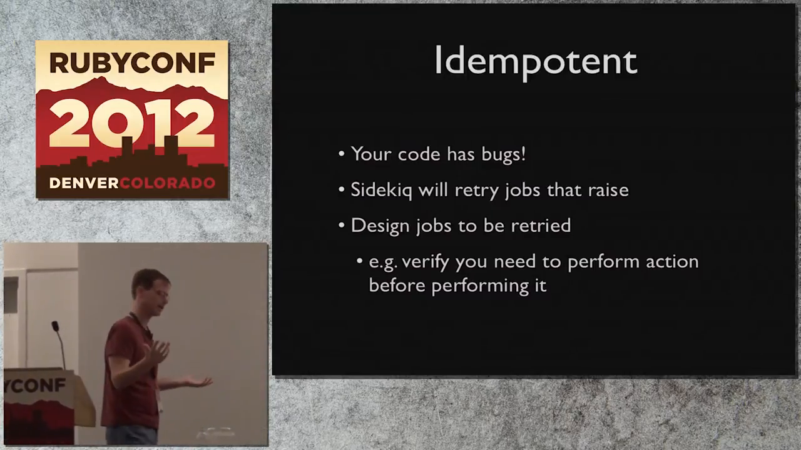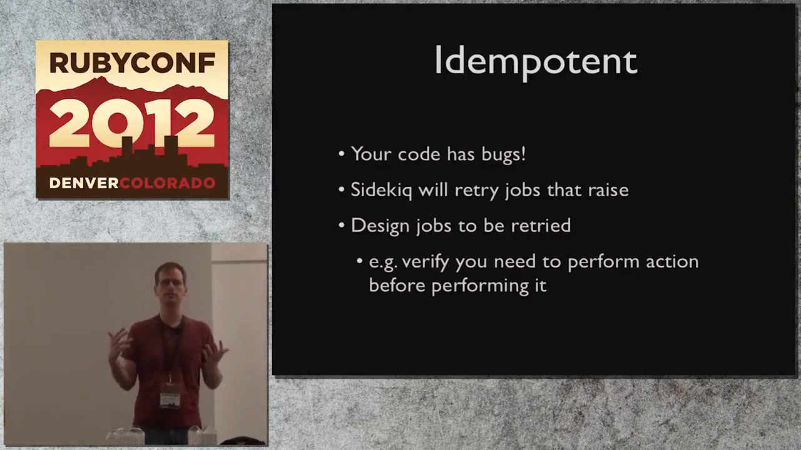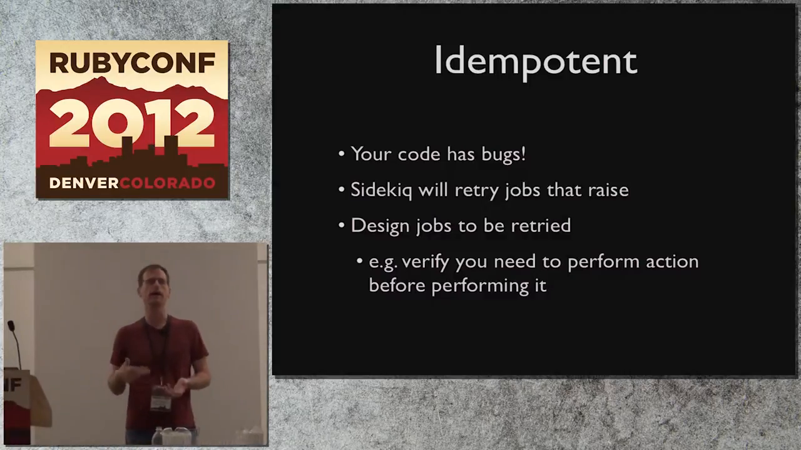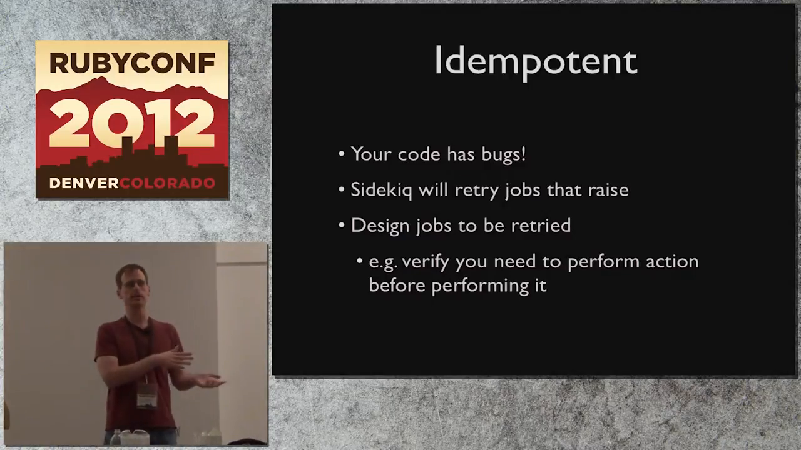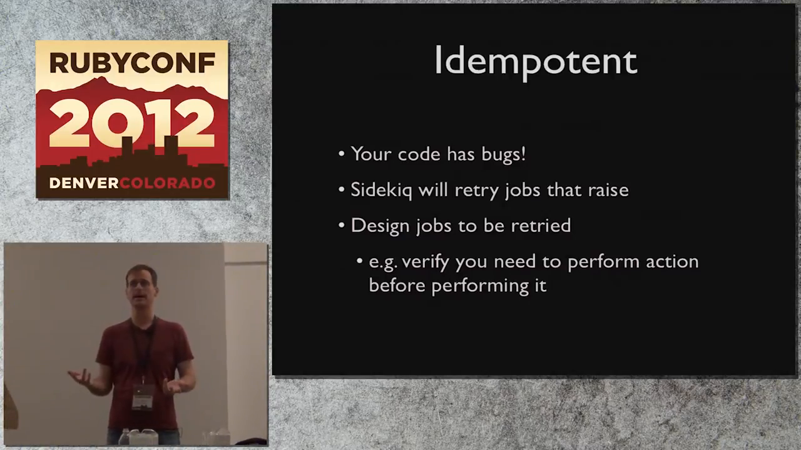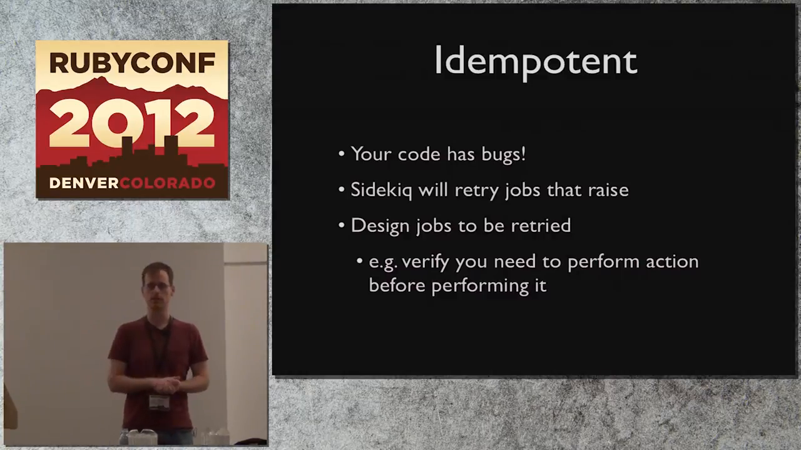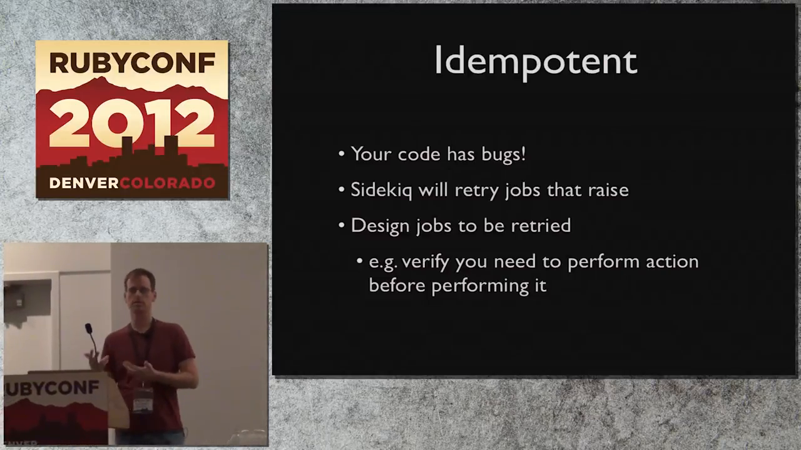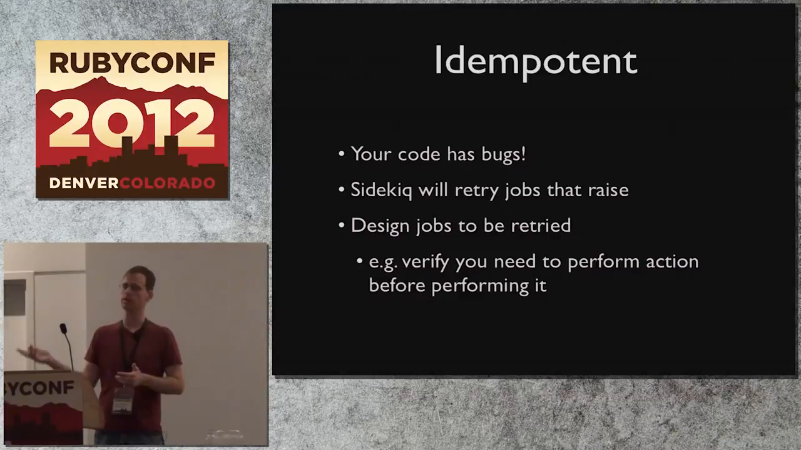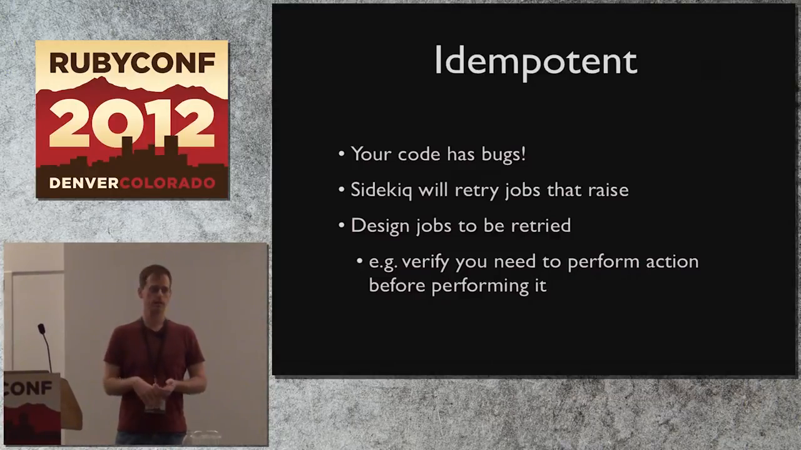So why does this matter? This matters because your code has bugs, and Sidekick will retry your code if it fails. If it raises an error, Sidekick will retry it with an exponential backoff. The reason for that is simple. Like I said at the very beginning, I/O is unreliable. Networks die. Third-party APIs go down all the time. So it's nice to have an asynchronous processor that recognizes that and just will retry it for you. And so if an error is thrown, you see the email and you don't have to get up and do anything, because you know 5 minutes from now Sidekick's gonna retry it and it's gonna succeed.